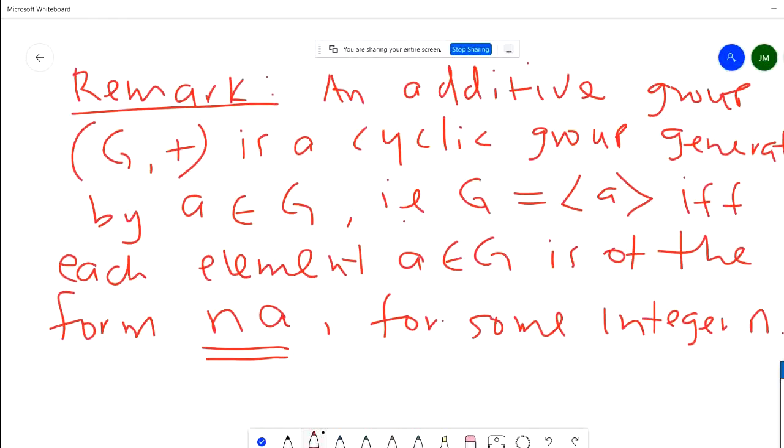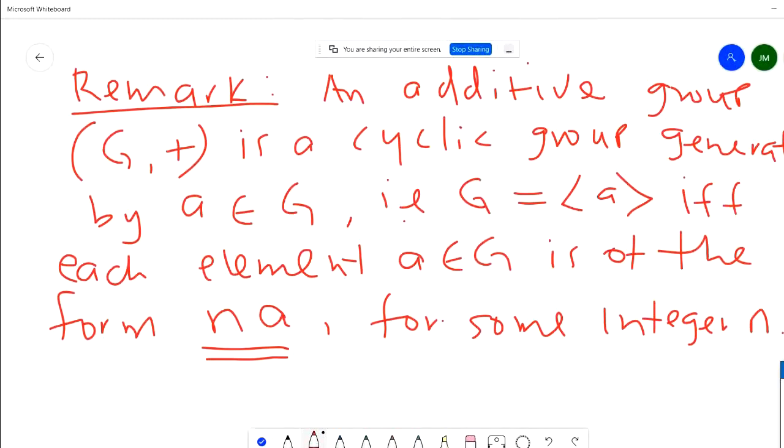And that is because under addition, it means a repeated addition, adding that element several times. And even from algebra, we know that multiplication can be viewed as repeated addition. If you add the same number to itself several times, then it's as if you are multiplying that number by the number of times you have added it to itself.